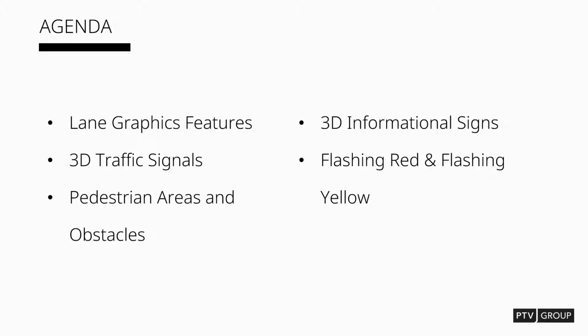Then we'll be talking about 3D information signs and how to utilize those to add some custom signage and relay information within the network. And finally, a little bonus at the end: we're going to be talking about how to implement flashing signals within Vissim. We get these questions a lot about how to implement a flashing red at a HAWK beacon, or a flashing yellow arrow. I'm going to be showing how we can visualize those things while maintaining the integrity of the driver behaviors in the background.